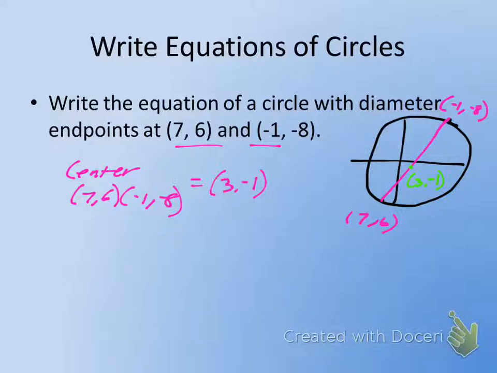Which endpoint you use does not matter. Where do you get 3, negative 1 from? Right here from the center, from the midpoint program. Okay? So then you run radius squared. Hit enter again. You run radius squared with 3, negative 1, and then you can do either 7, 6, or you can do 1, negative 8. All right? And it tells you what? 65. Okay? 65 is your radius squared.